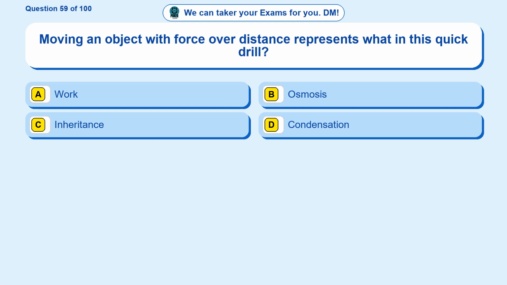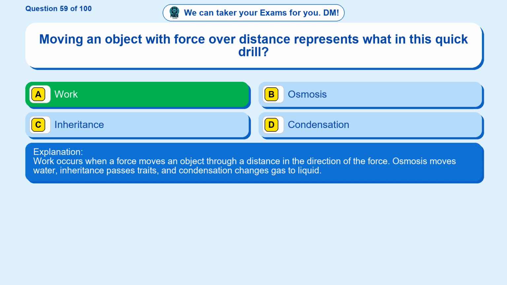Question 59. Moving an object with force over distance represents what in this quick drill? Option A, work. Option B, osmosis. Option C, inheritance. Option D, condensation. The correct answer is option A, work. Work occurs when a force moves an object through a distance in the direction of the force. Osmosis moves water, inheritance passes traits, and condensation changes gas to liquid.